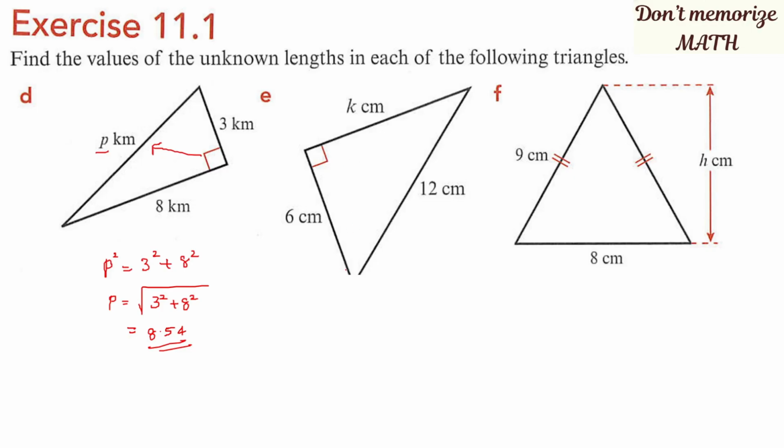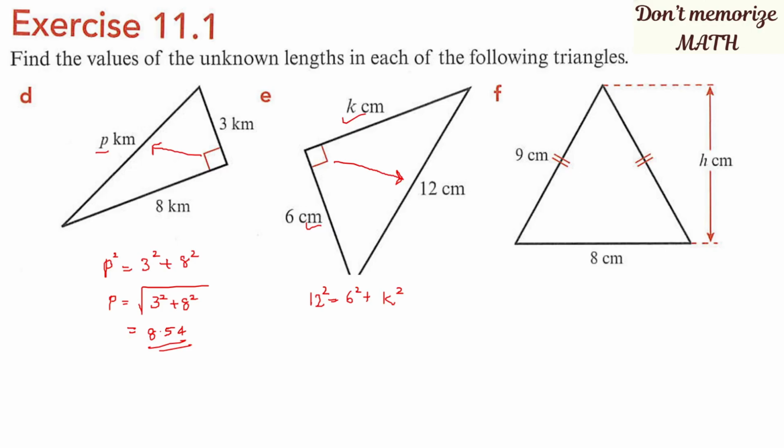Okay, so the next one is also a right angle triangle. So we are using Pythagoras theorem. So opposite of 90 degrees is the hypotenuse. So hypotenuse square, that is 12 square, is equal to base square, 6 square, plus k square. K is the height of the triangle, right? So height of the triangle is k. So here we need to find the value of k square.